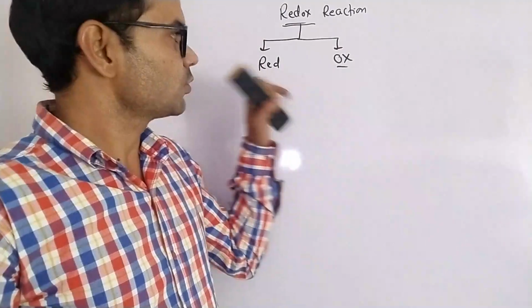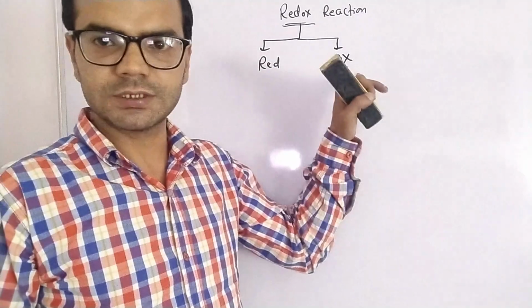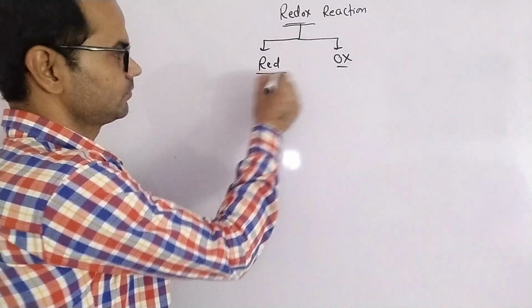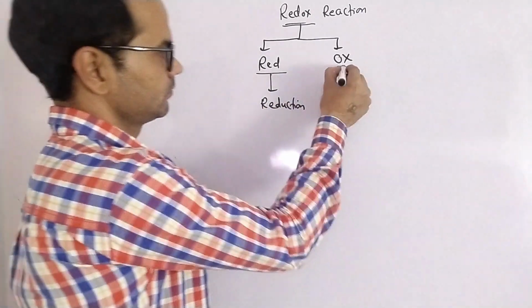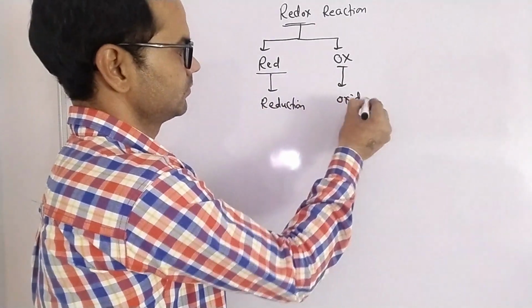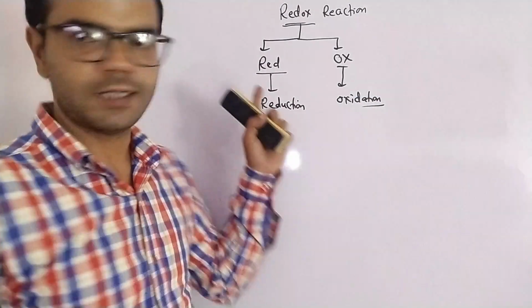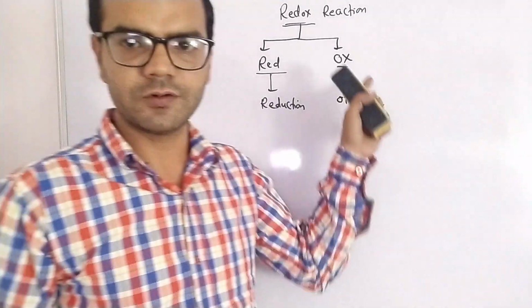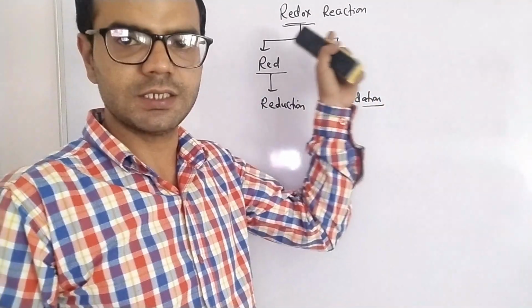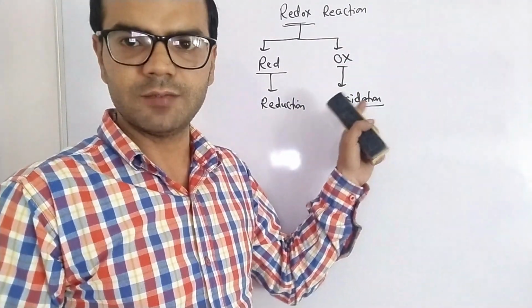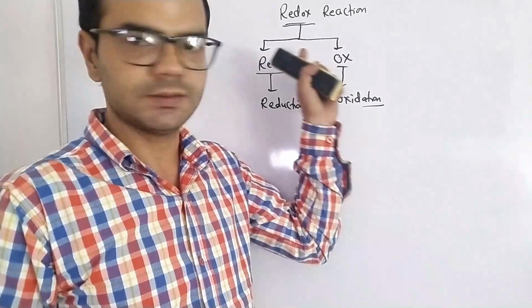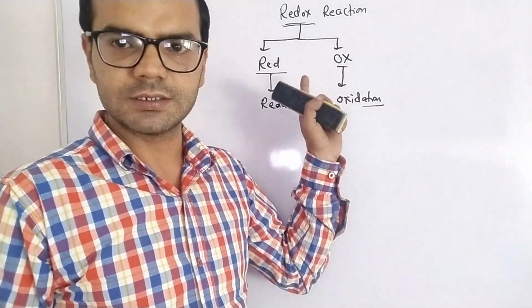Redox word contains two subwords, red and ox. Red comes from reduction and ox comes from oxidation. So a reaction is said to be a redox reaction if there is a reduction and oxidation simultaneously. That reaction is a redox reaction.